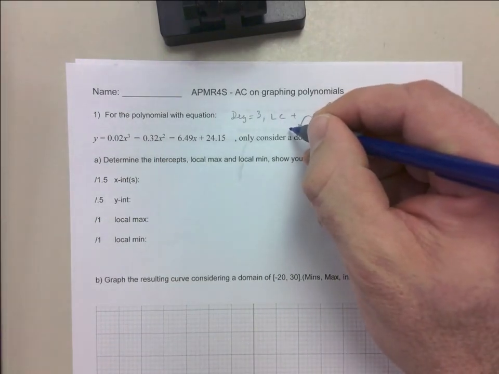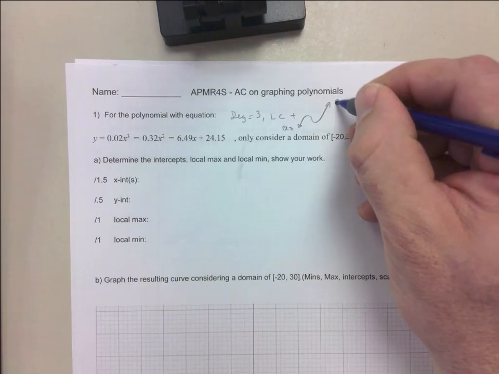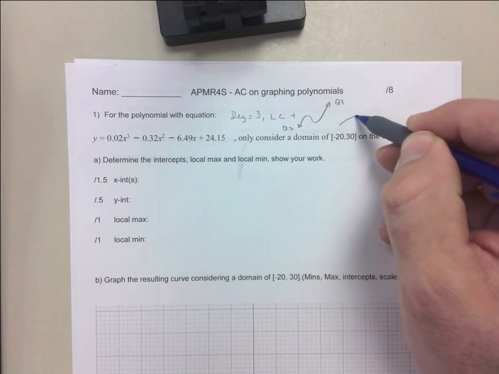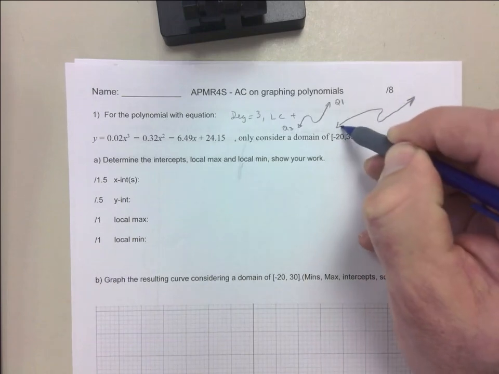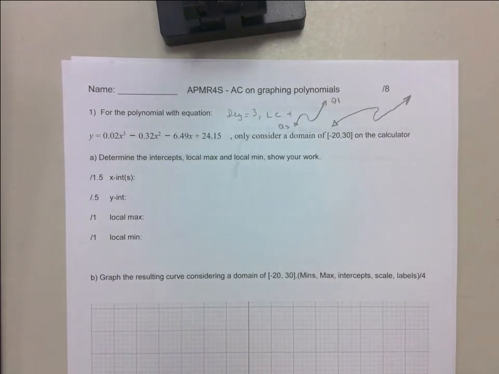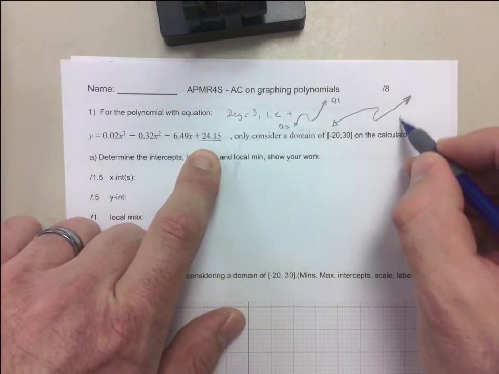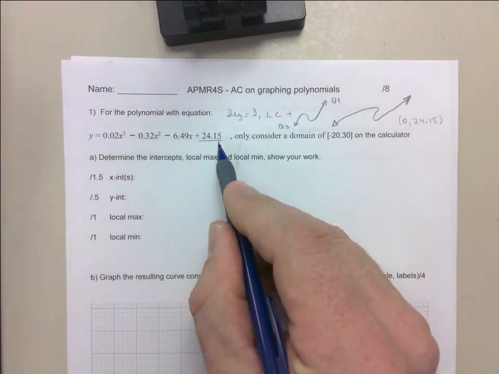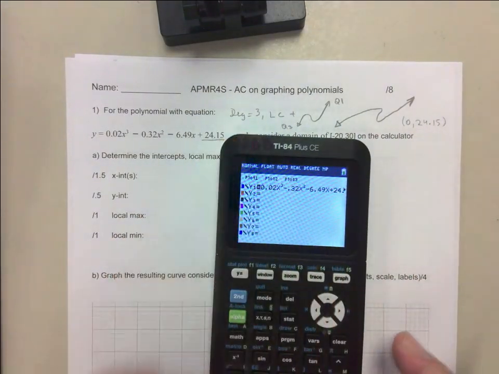So which quadrants are we going through? We're going from quadrant 3 to quadrant 1, no matter what. It could be doing something like this, watch. Sometimes a cubic kind of sits sideways like that, it doesn't matter. So that's what we're expecting, and our y-intercept is also there. So our y-intercept is 0, 24.15, just by looking at it. So all of this information is readily available to you. Okay, so I'm going to hit graph now.